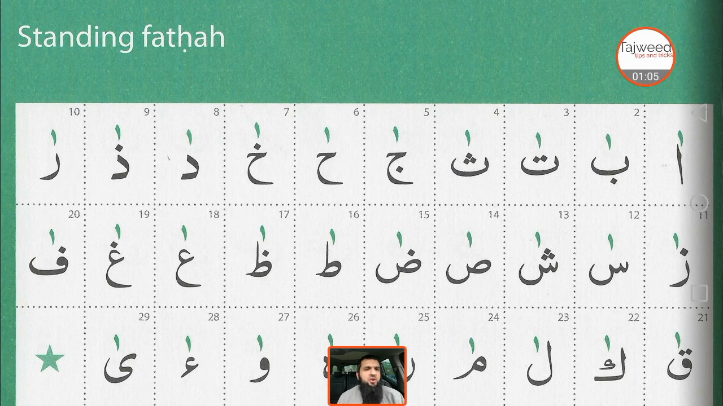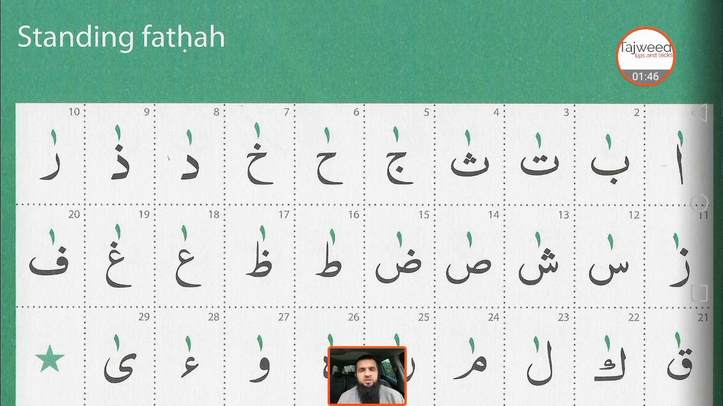From box number 1 going across: A, Ba, Ta, Tha, Ja, Ha, Kha, Da, Dha, Ra. Now we're on box 11. Za, Sa, Sha. Here we've got Kha, which is a full mouth letter, and bear in mind with the full mouth letters it's not an R stretch, it becomes an A stretch.